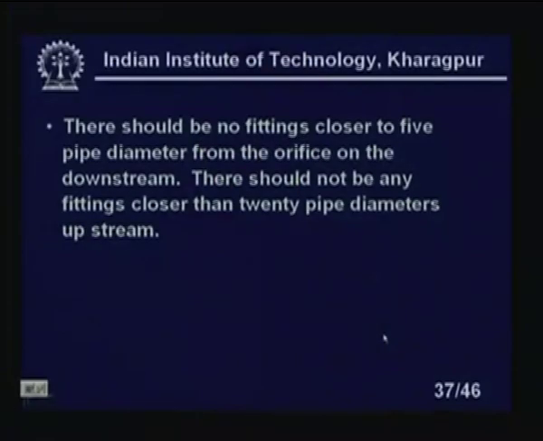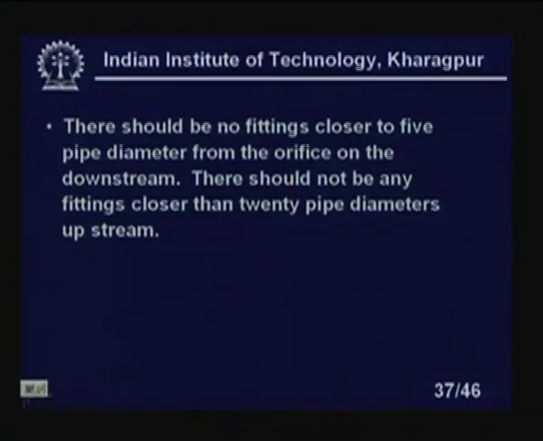There should be no fittings closer than 5 pipe diameters from the orifice on the downstream. Same, no bending, no elbow, no valve, no T. There should not be any fittings closer than 20 pipe diameters upstream. Upstream is more restricted, okay, as we can see.